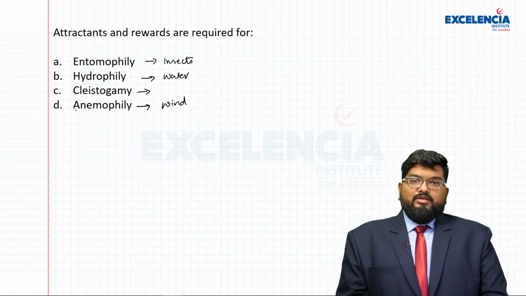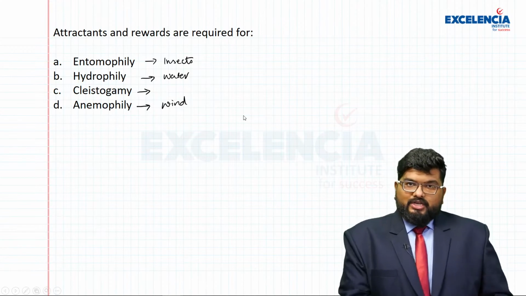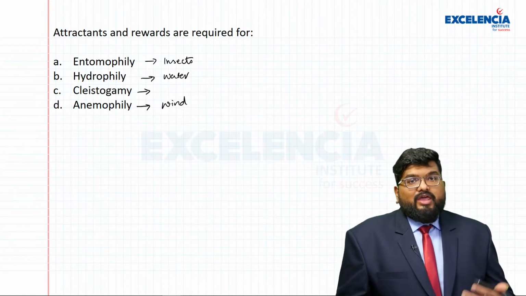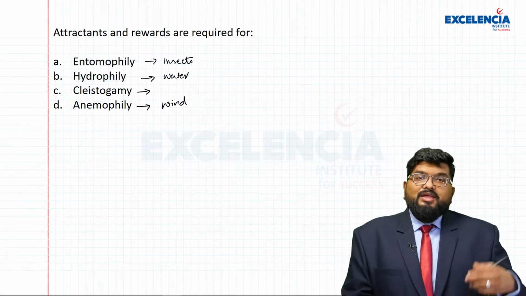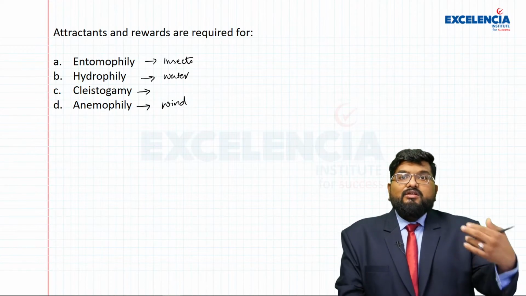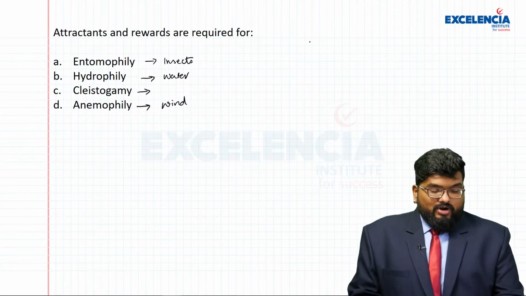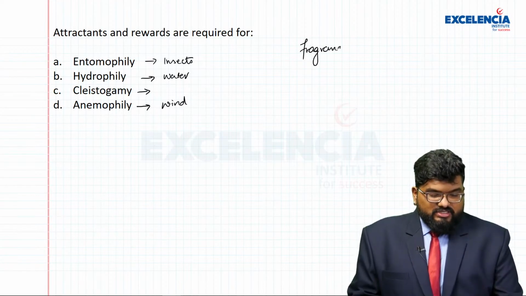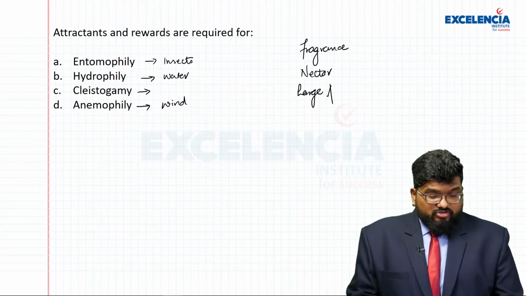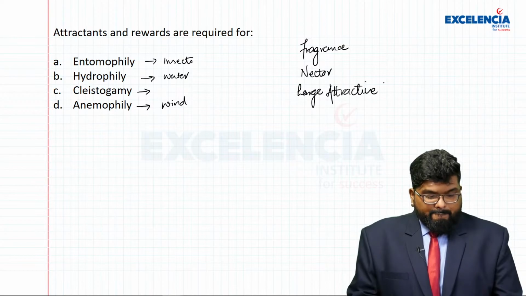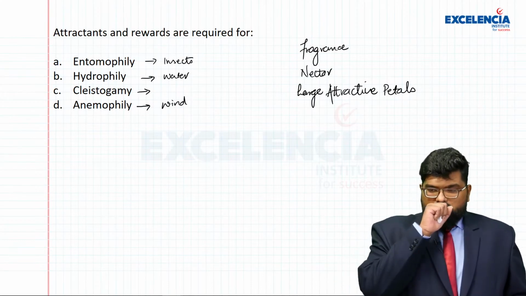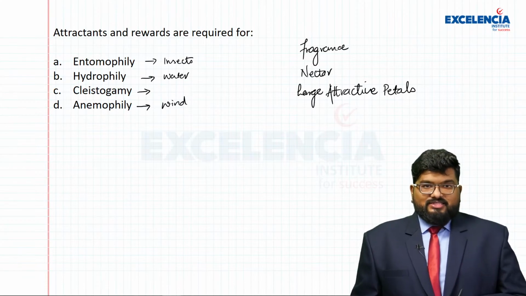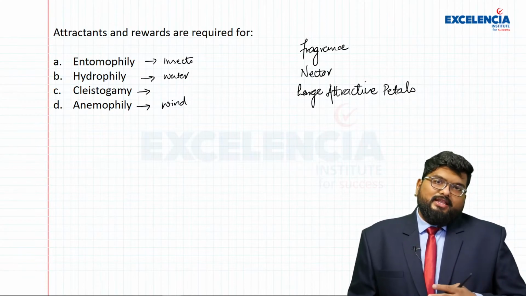Now hydrophily is water pollination, anemophily is wind pollination, correct? Entomophily is where nature is utilizing insects for pollination. Now when the insects are utilized for pollination, there are certain rewards that are supposed to be given to the insects. And what are these rewards? These rewards are fragrance, nectar, large attractive petals. Large attractive petals and fragrance help attract the insects. Nectar is the reward that they get.